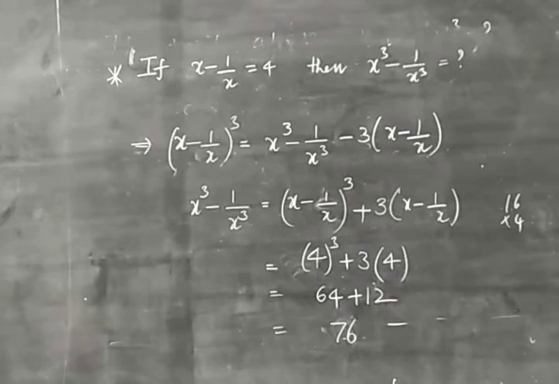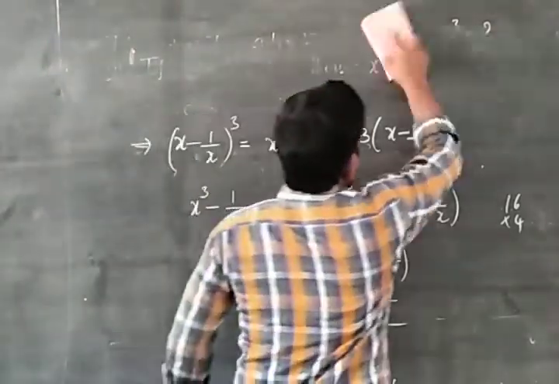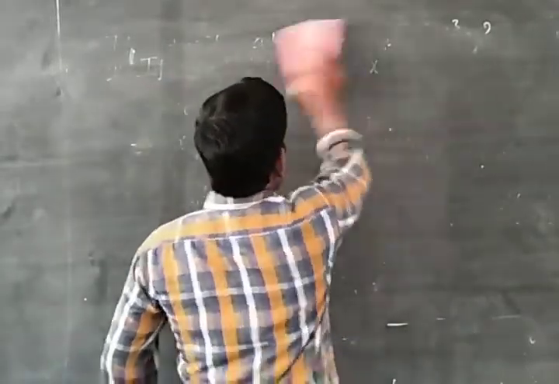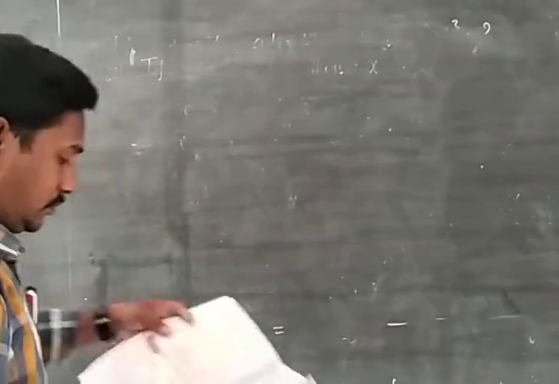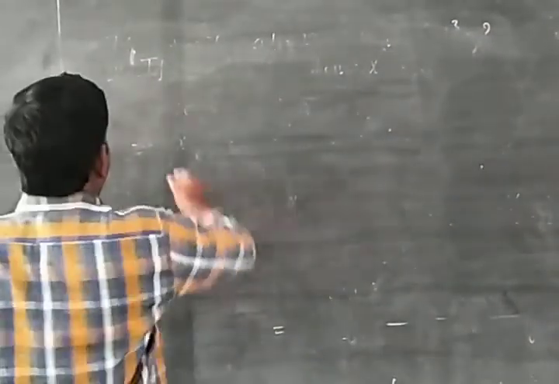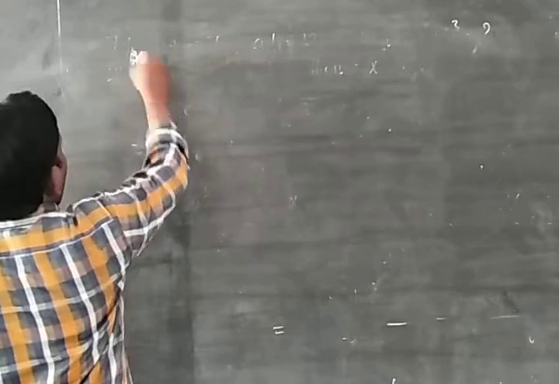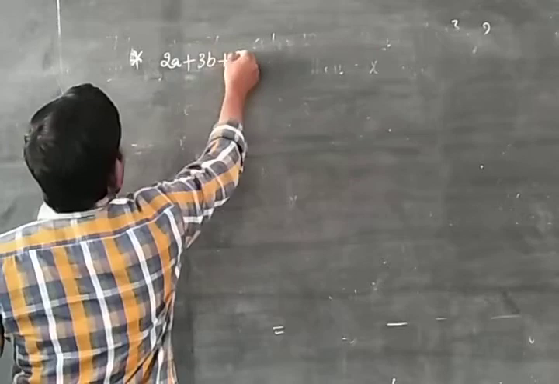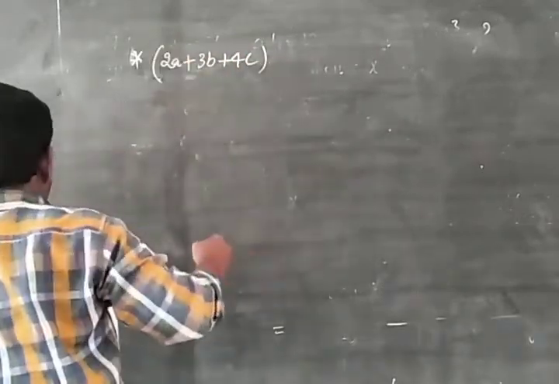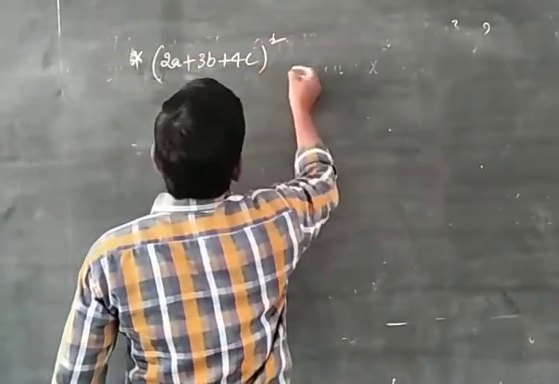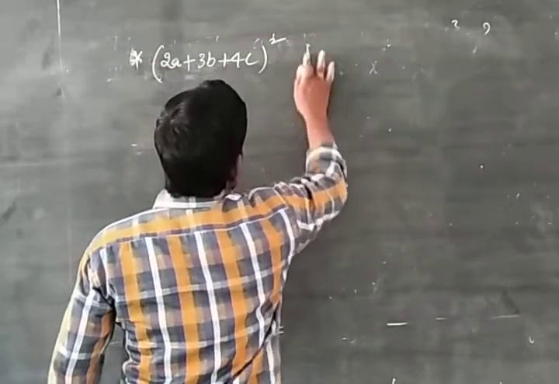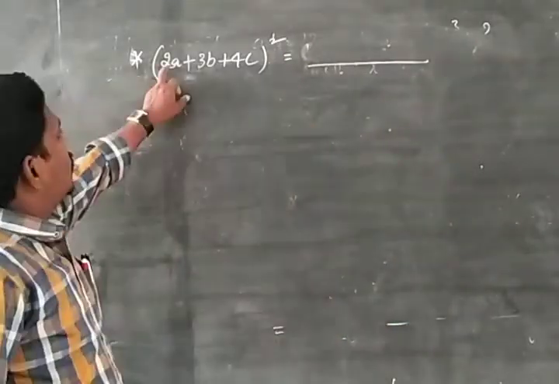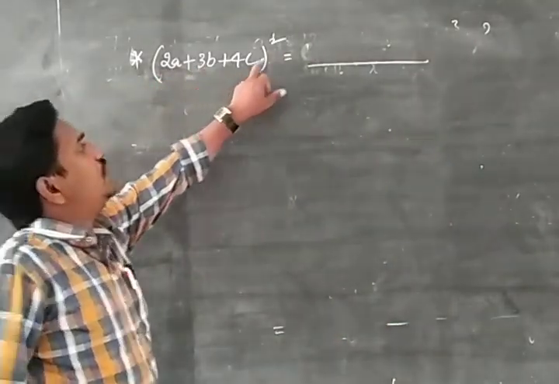Okay. Now, another one. We have a formula. Now, one problem: 2a plus 3b plus 4c whole square. Find. Equal to dash. This is the problem. 2a plus 3b plus 4c whole square equal to dash.